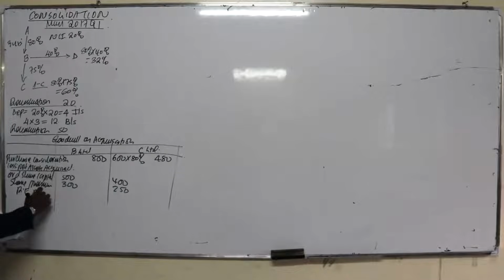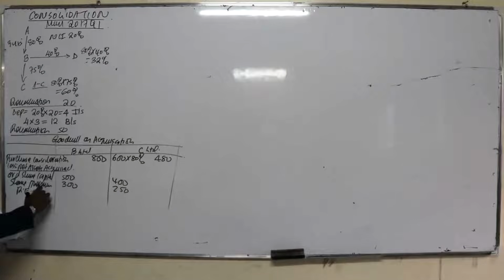Note number 1, A Limited acquired 80% of share capital in B Limited on 1st April 2014, when the retained profit of B was 100. Number 2, B Limited acquired 75% of the share capital in C Limited on 1st April 2015, when the retained profit of C was 100.